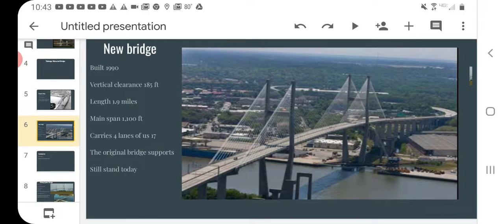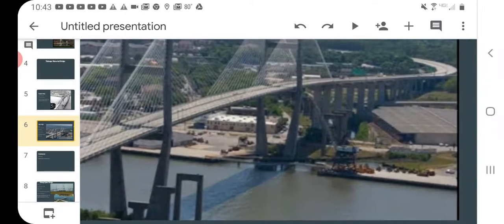So the new bridge was built in 1990. The vertical clearance was 185 feet. It is 1.9 miles long with a 1,100 foot main span, and the original supports still stand today, as you can see right above that weird looking thing that looks like it's spraying the bridge. I'm not sure what that thing is.